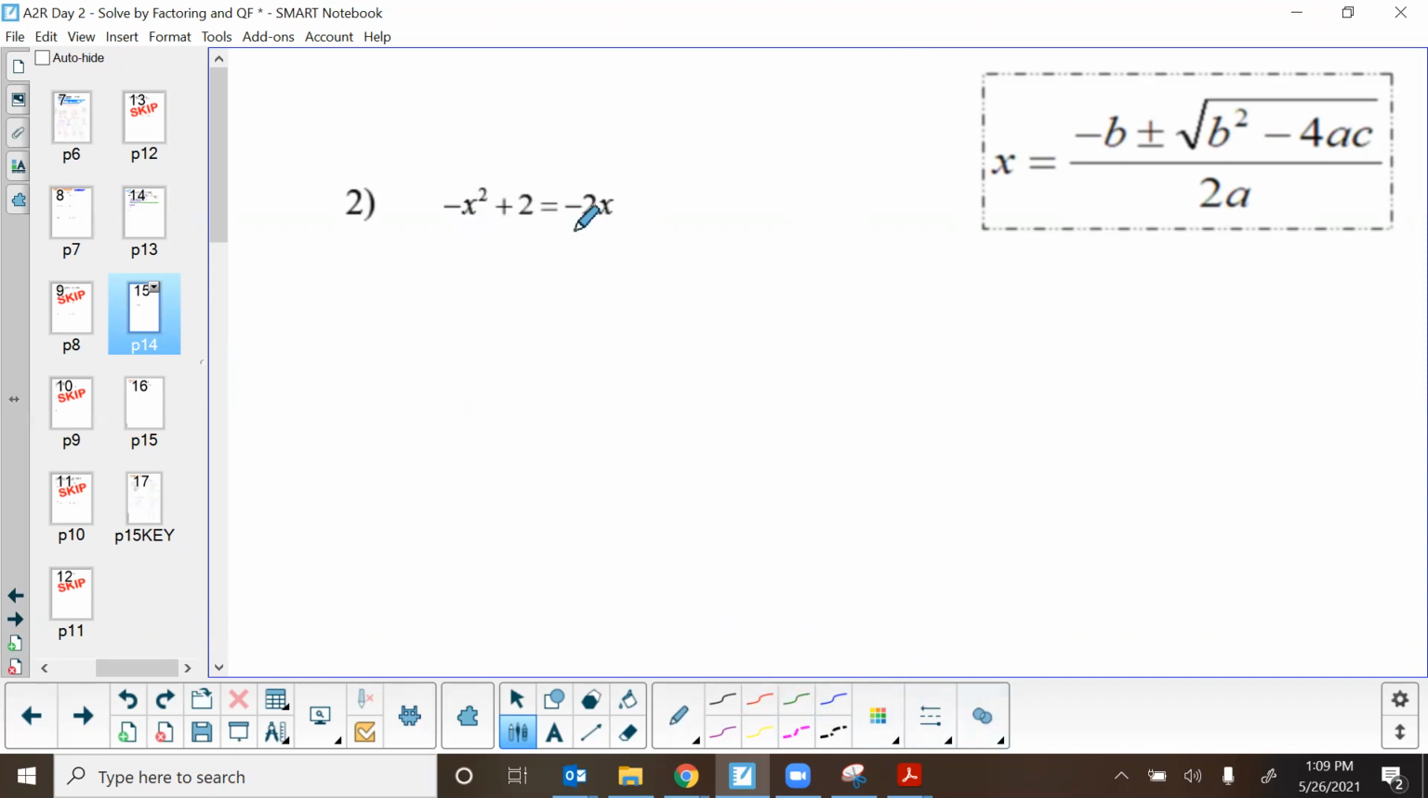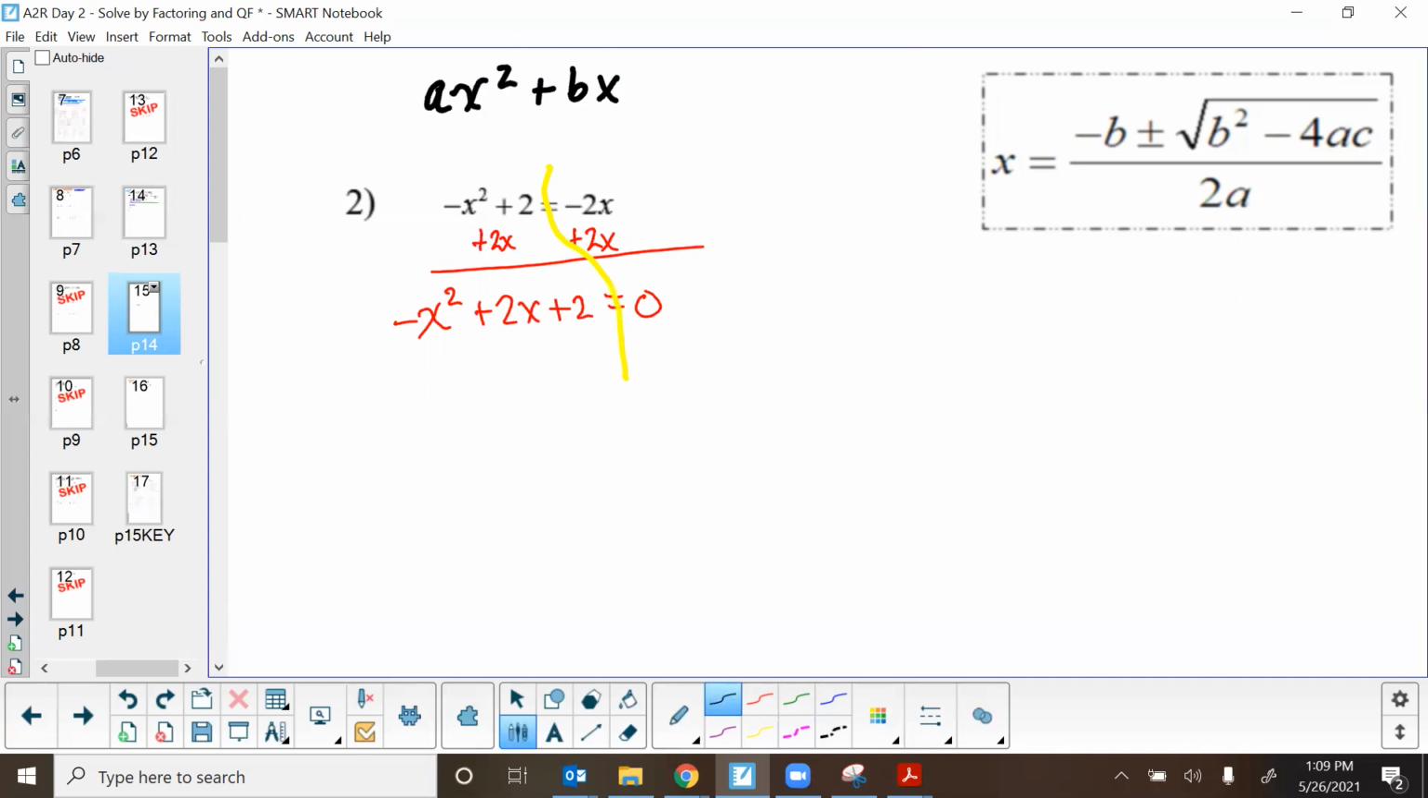So in order to get everything on one side, I will add 2x to both sides of the equation. I'm kind of writing the 2x in the middle because it's not like terms with the negative x squared and it's not like terms with the 2. So then I'll have negative x squared plus 2x plus 2 equals 0. I did a terrible job of lining up my equals, but you should have sort of a line for your equals. And remember that this is the form that we needed: ax squared plus bx plus c equals 0.